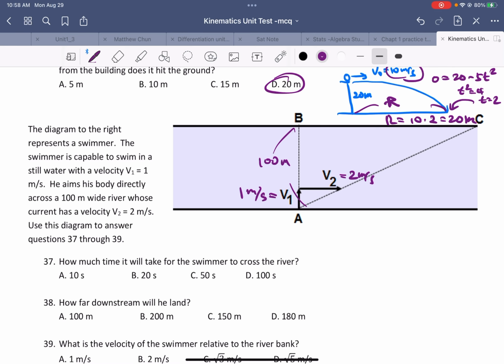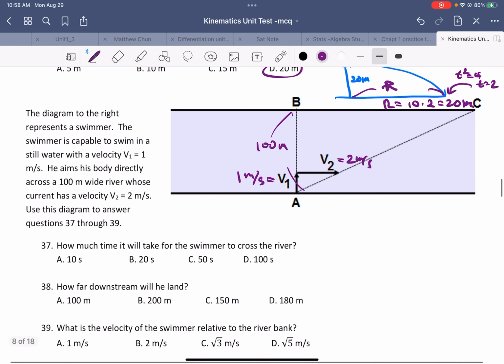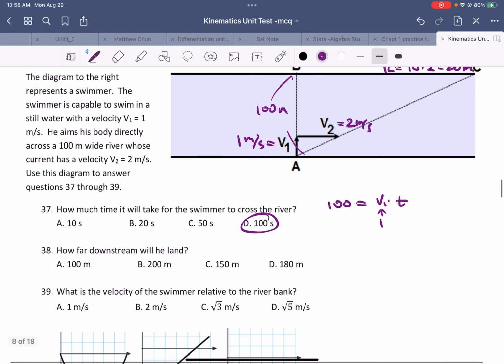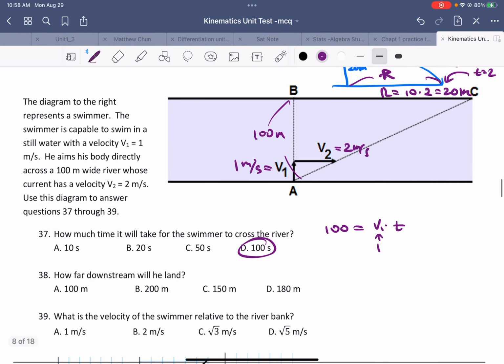What you can do is, that's 100 meters, and in still water, 100 equals your velocity v1 times t. This is 1 meter per second, so it will take 100 seconds. Now, how far downstream will he land? They ask you how far away it is here.